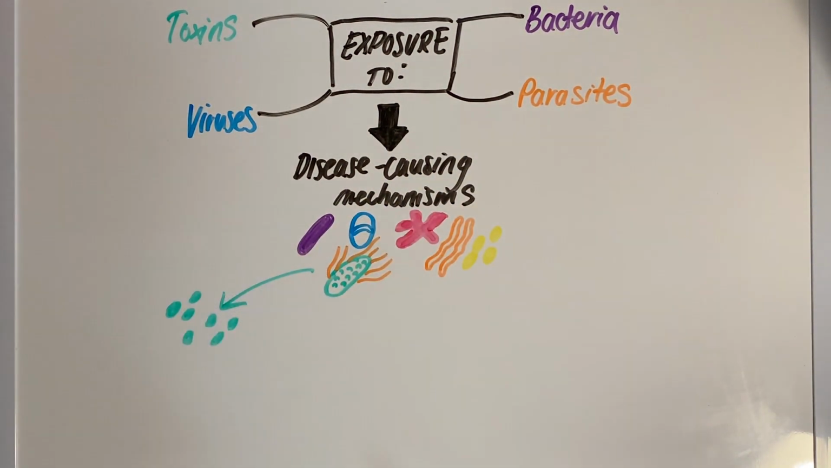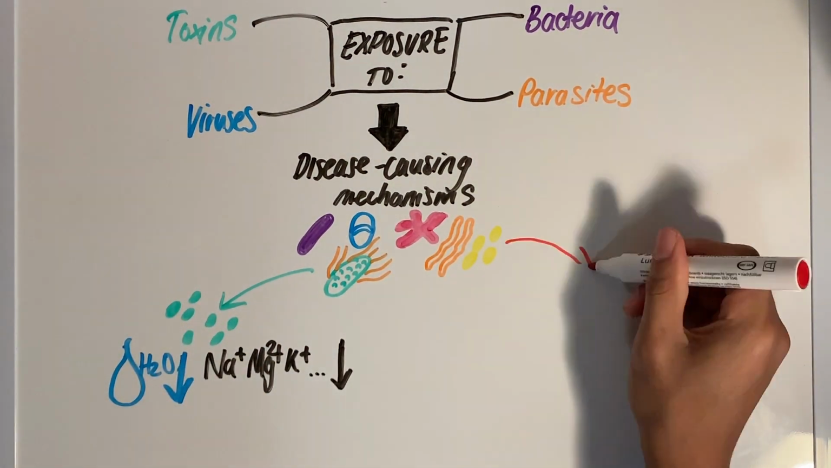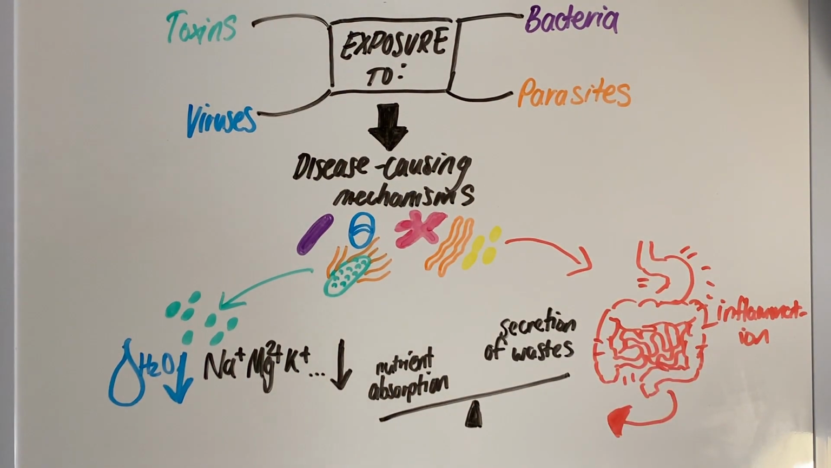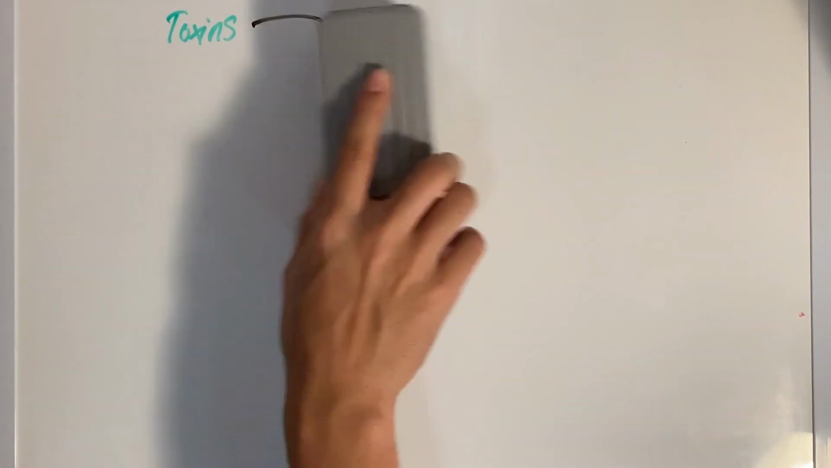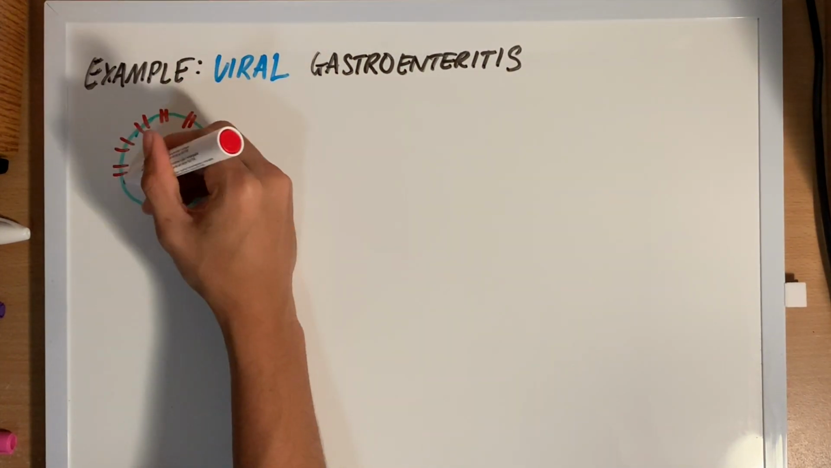Some can secrete toxins that stimulate excessive electrolyte and water loss, while others might trigger inflammation that disrupts the balance between absorption of nutrients and secretion of waste. For example, viral gastroenteritis is the most common form of gastro.